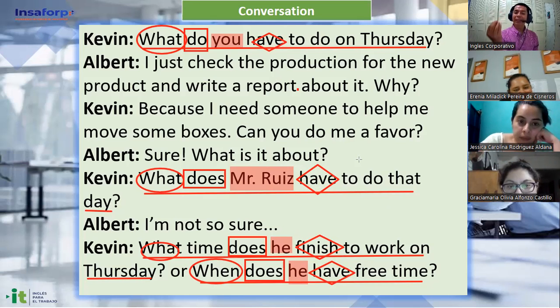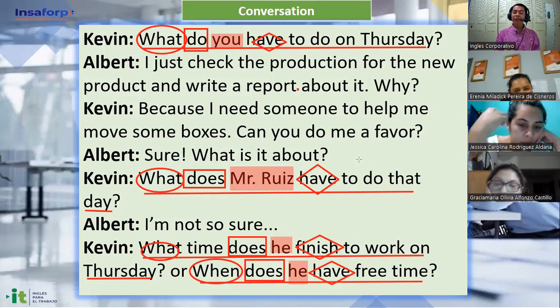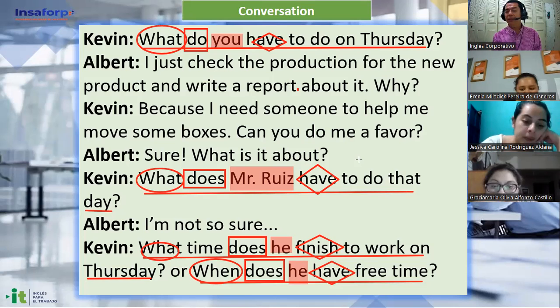Number one, what, when, why, how, where, etc. Number two, auxiliary do or does. Do is with you, I, we, and they. And also does. Does is for he, she, and it, right? Then we have the subject. He, Mr. Reese, Pedro, Maria, Juan, Firulais, Missy Fus, etc., right? Any subject. And then we have a verb. Have, finish, go, eat, drive, run, copy, listen, sleep, etc. Any action, right?